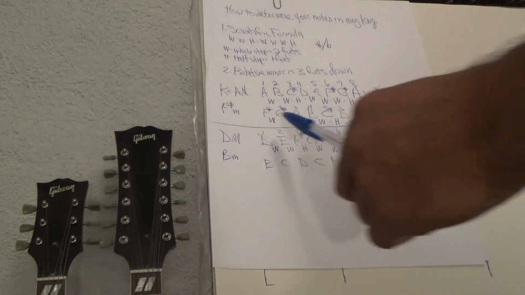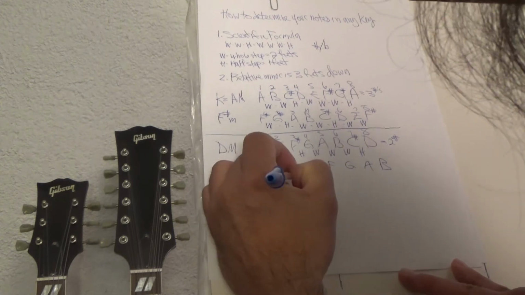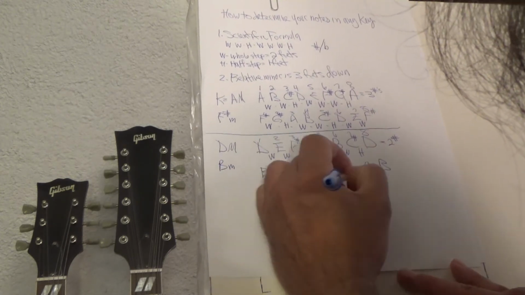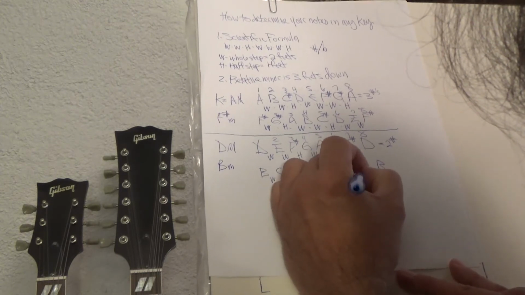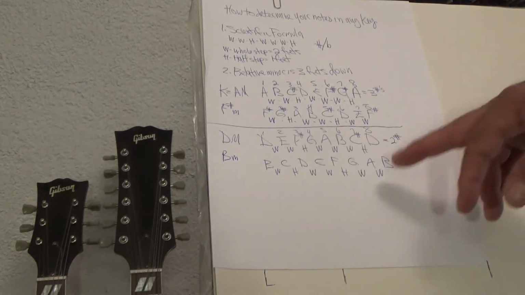And we know our formula up here is a whole step, a half step, whole step, half step, whole step, okay? So that should tell us what the sharps are, and those sharps should line up with these. So let's see if it does.